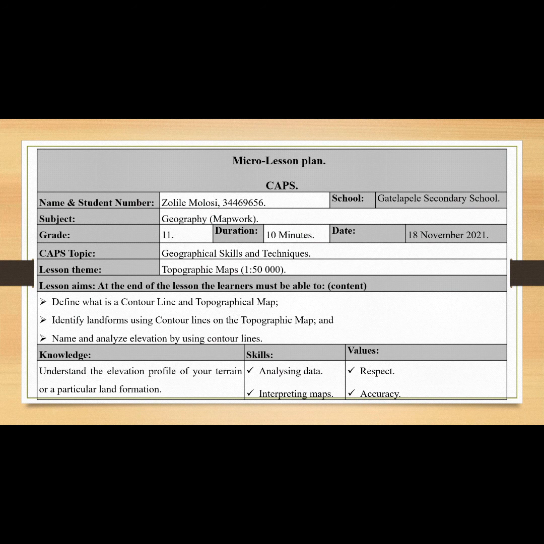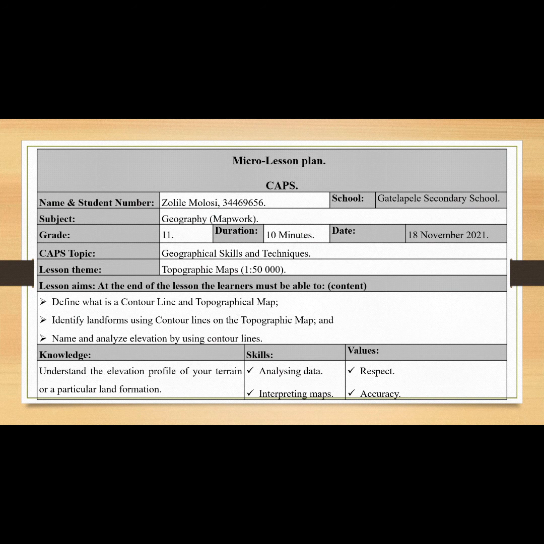The aims of this lesson are that at the end of this lesson, learners must be able to define what is meant by the contour line and what is also meant by the topographical map. The learners should also be able to identify landforms using contour lines on the topographical map. And lastly, name and analyze the elevation by using contour lines.